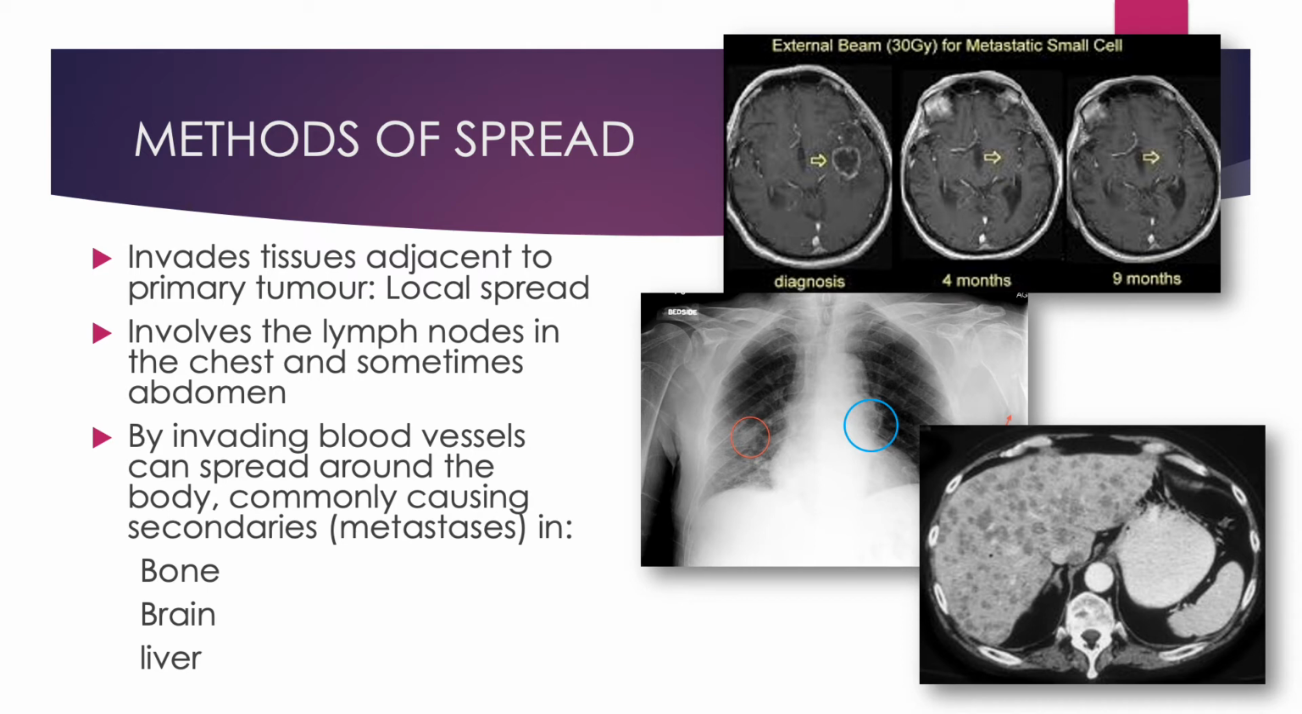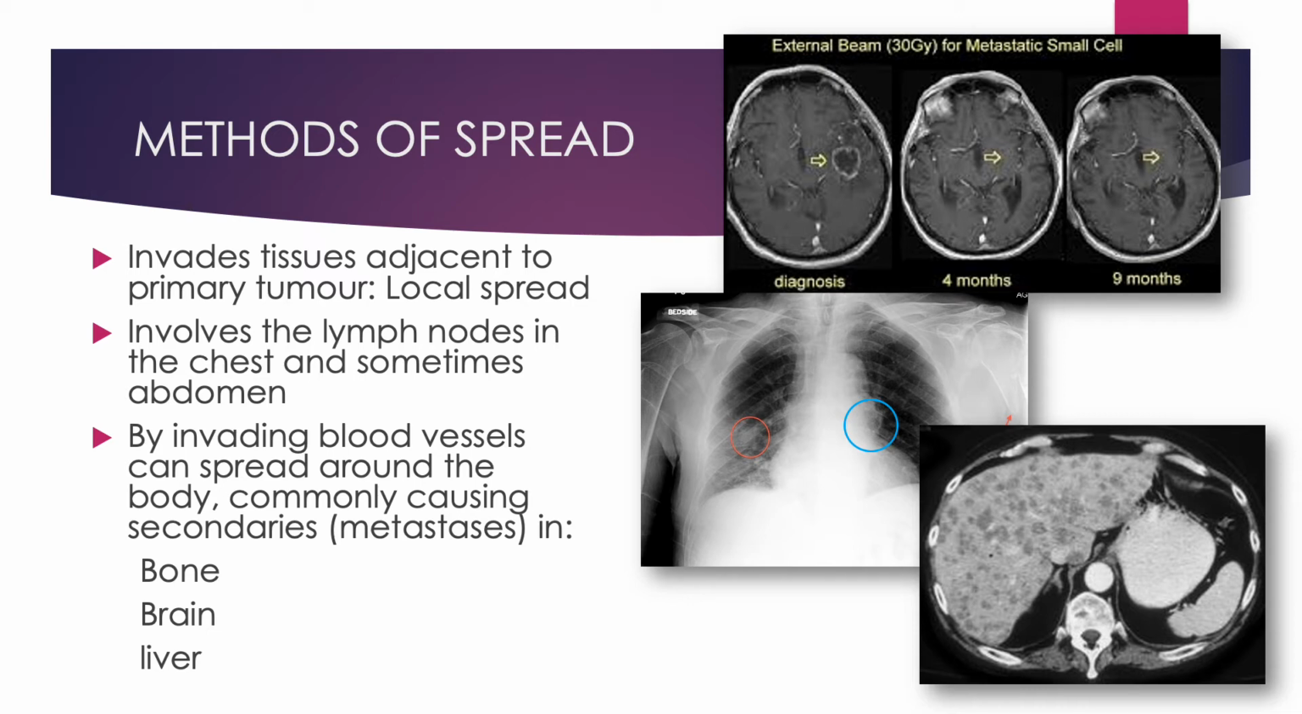And in the chest, these lymphatic nodes will sit either side of the main bronchi that join up into the trachea, which is the main tube that you breathe through. This process of spread, where these cancer cells break off from the main tumour, is called metastasis.